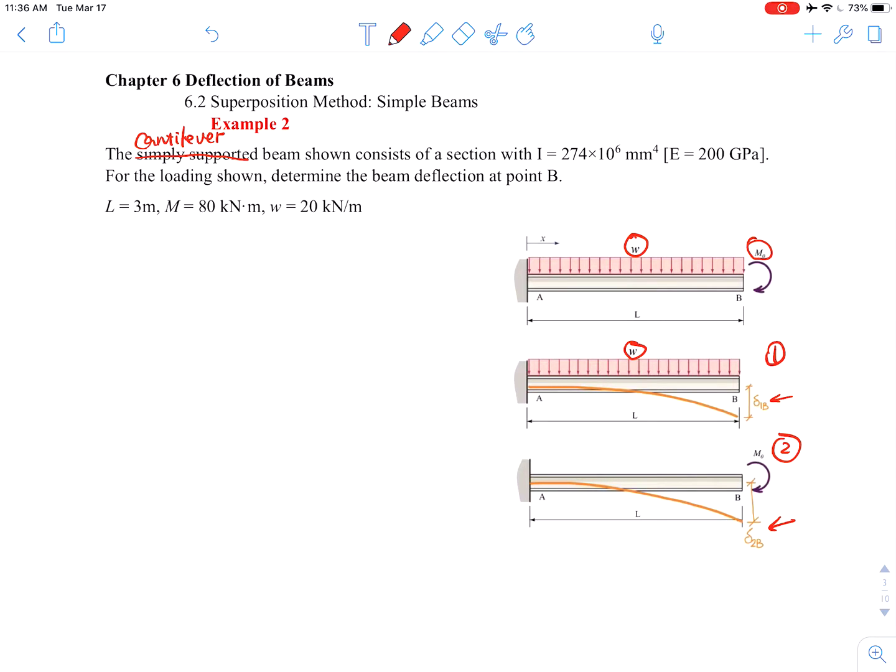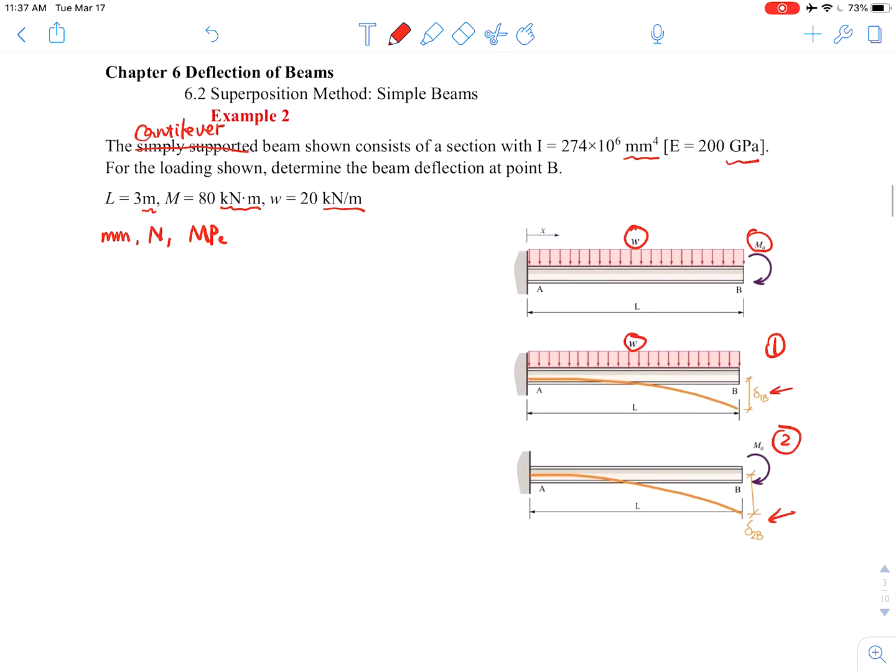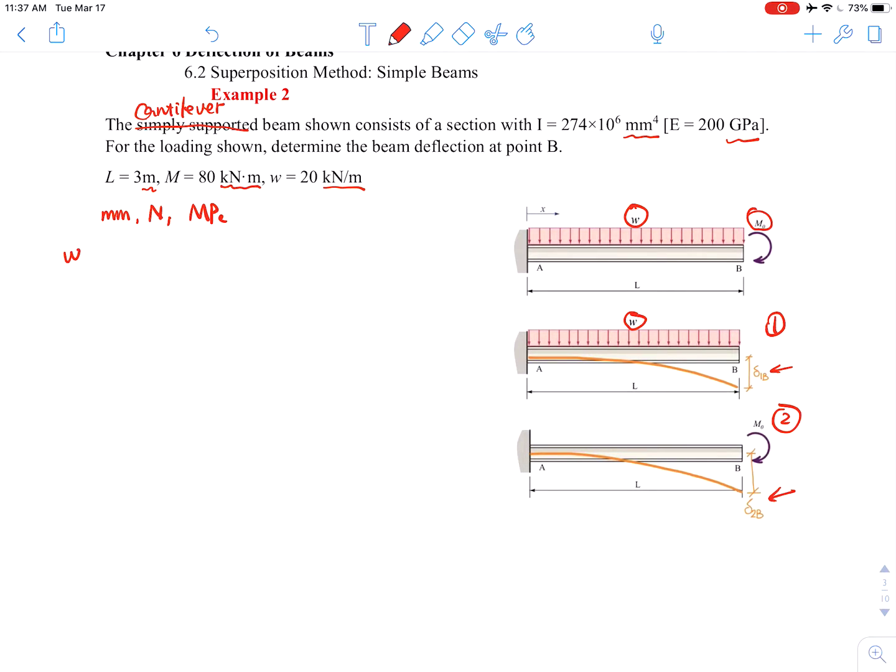Okay, but first of all, you can see that in the data that has been given, you have mm, gigapascal, meter, kilonewton meter. So we need to convert them into consistent units. Now here we're using the most frequently used unit system: millimeter, Newton, MPa system. So our W will be 20 kilonewton per meter. That is 20 Newton per millimeter.